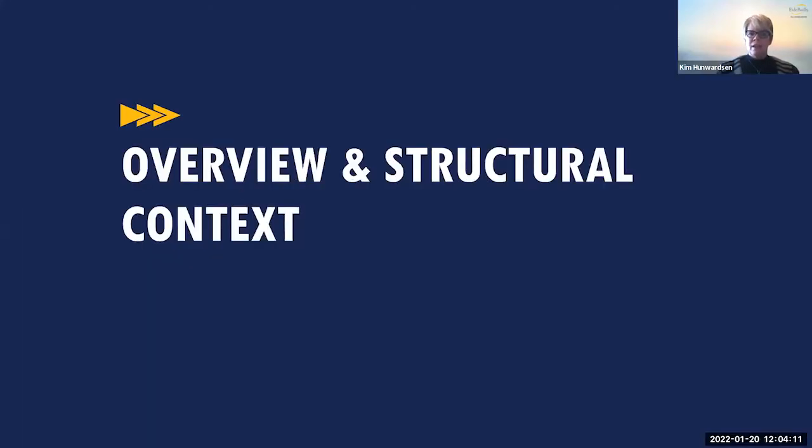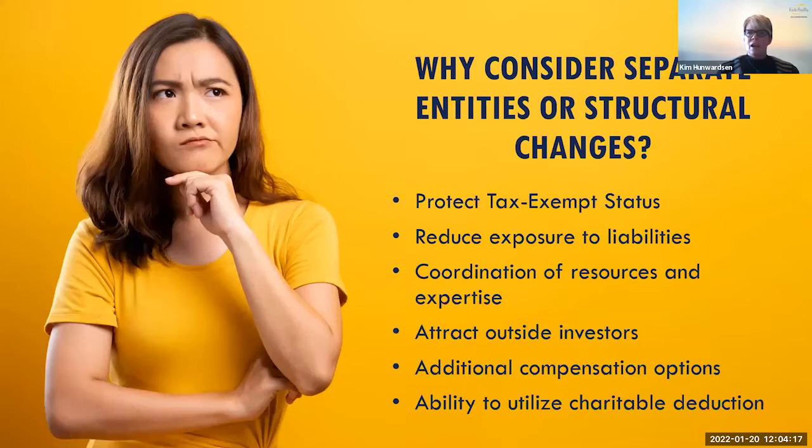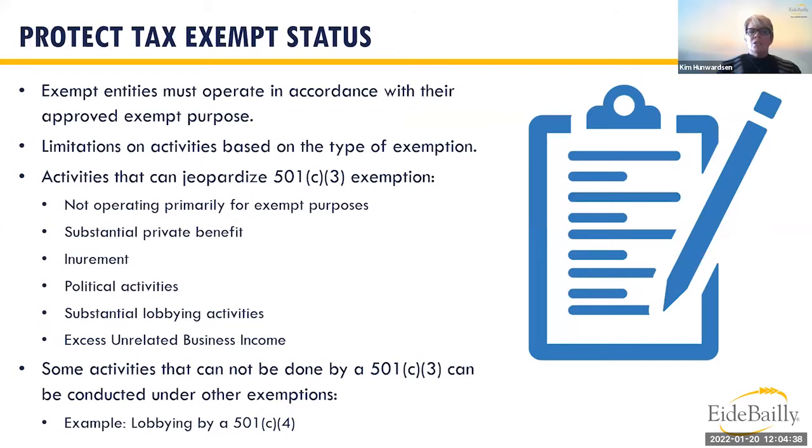And we'll start with kind of an overview of this structural context and why organizations might be thinking about some changes. So we've put together about 6 different things that we typically talk to clients about, and these tend to be the biggest factors that come about with respect to why you might want some kind of a new structure. So the first one would be to protect tax exempt status.